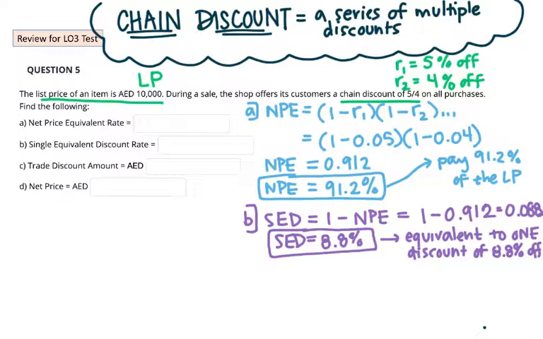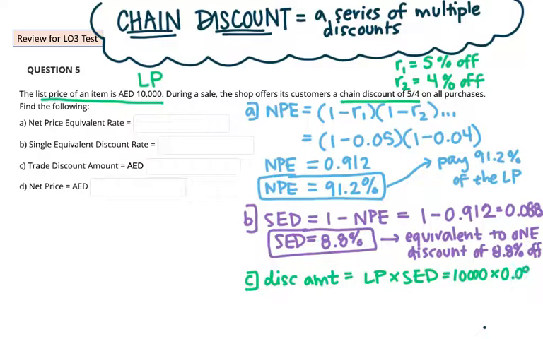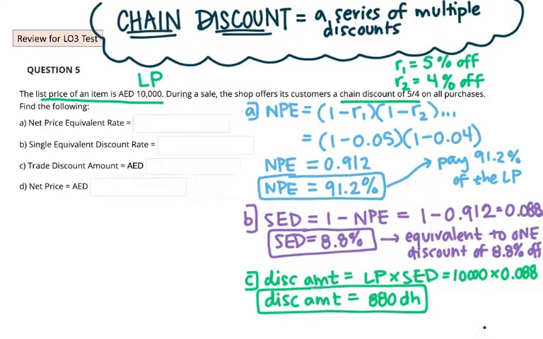Now part C says, what's the trade discount amount? Again, this is going to be a formula on your formula sheet, but the discount amount is just the list price times the single equivalent discount. So in this case, that's just 10,000 times 0.088. And so we get a discount amount of 880 dirhams taken off the list price.